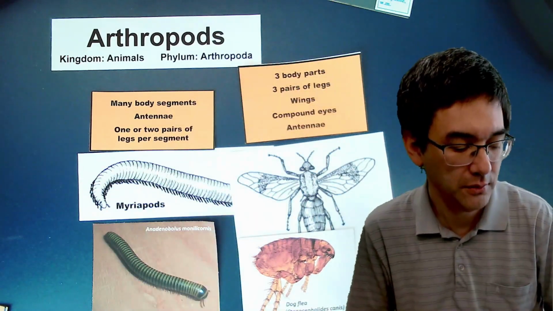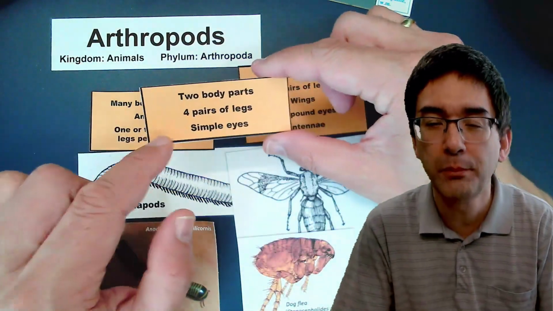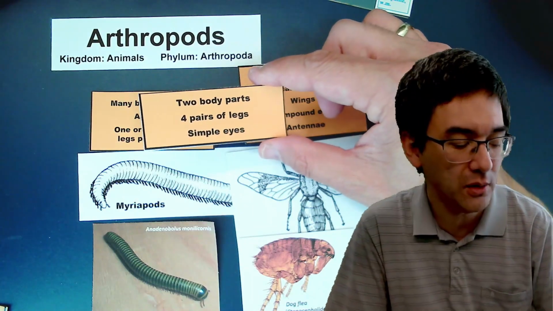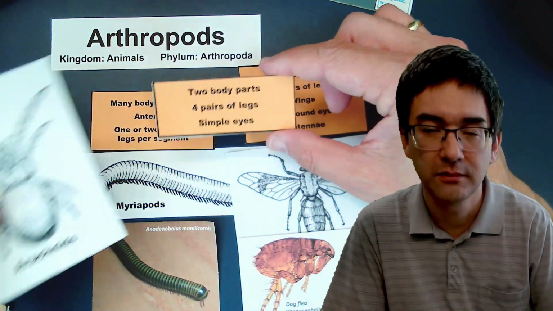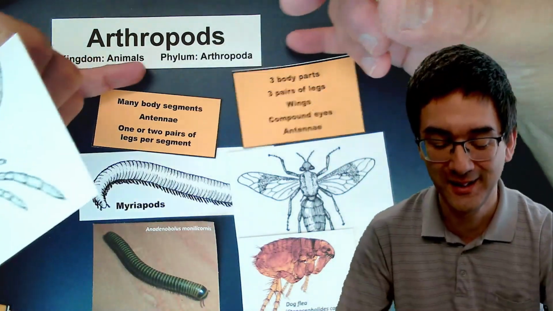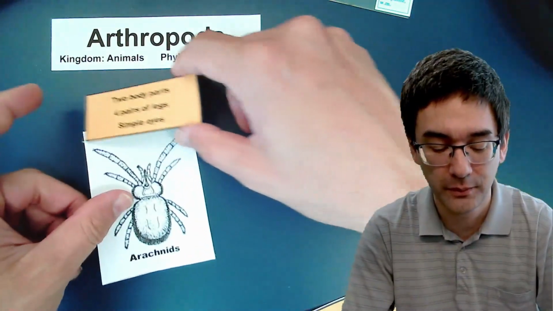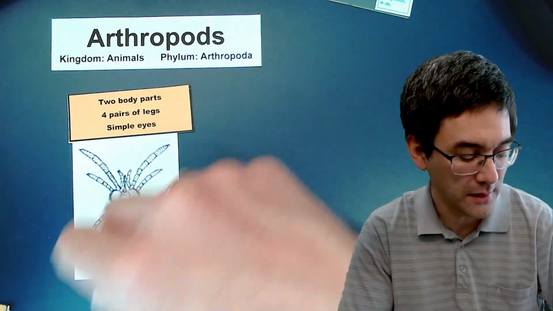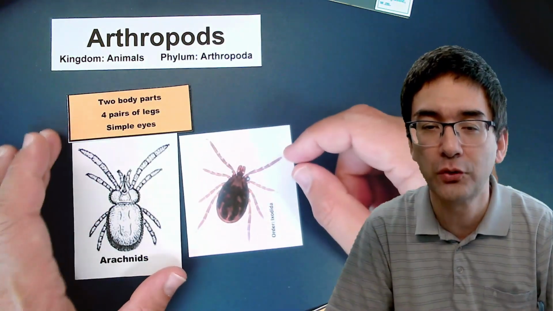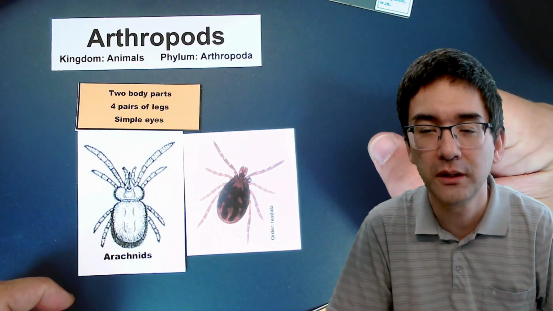So the next one, we can go pretty quickly because there is no new information. 2 body parts, 4 pairs of legs, and simple eyes. These are the arachnids. What I'm going to do now is remove this again. I'm going to put a picture with all of this information at the very end of the video. Arachnids, in this case I used the tick as an example. Spiders, of course, belong to this as well. Mites belong to this too, but they're all called arachnids.